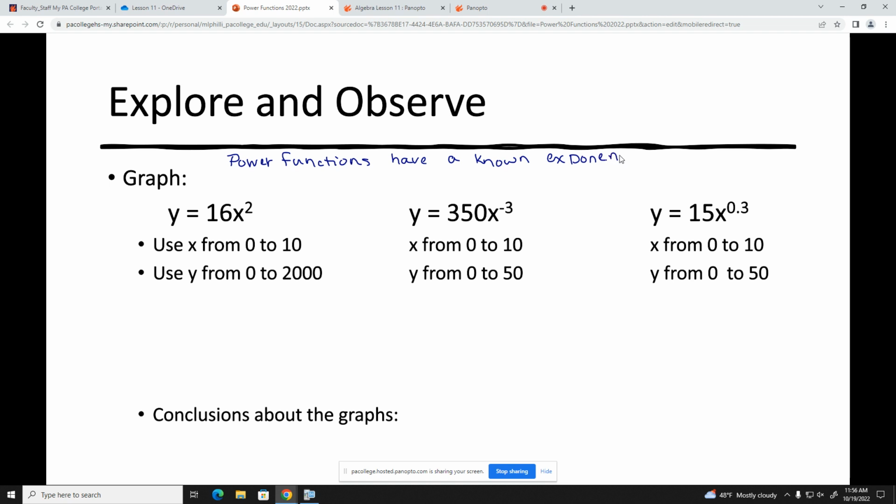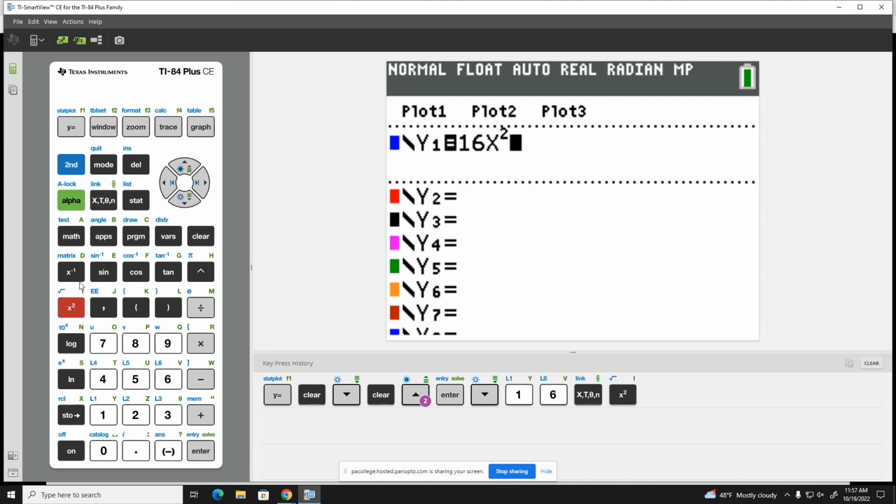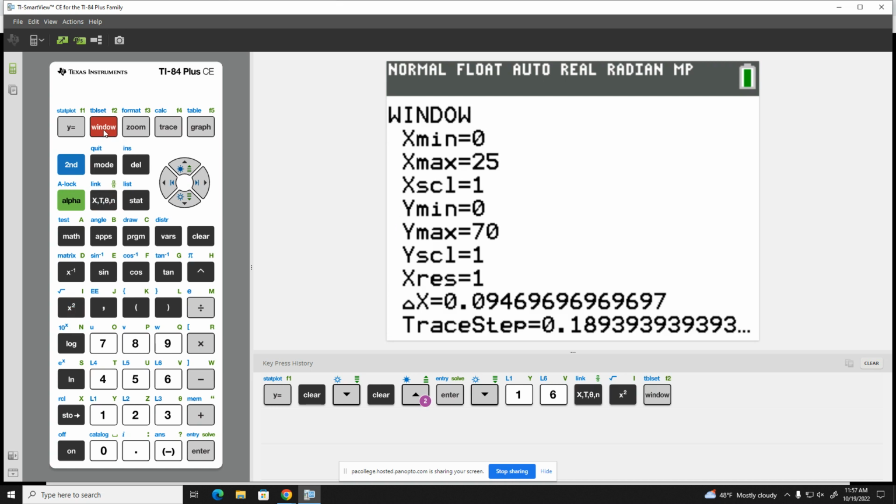I'm going to turn to my graphing calculator for help with the graphs. I'm starting off with y equals 16x squared, and it gives me a window to use as well. In my graphing calculator, you see I'm in the y equals. You see that my plots are all turned off. If you need to do that, arrow up to your plot and hit enter to turn it off. I'm typing 16x squared, and then I'm changing my window as I was instructed. So the x is to go from 0 to 10, and the y is to go from 0 to 2000.